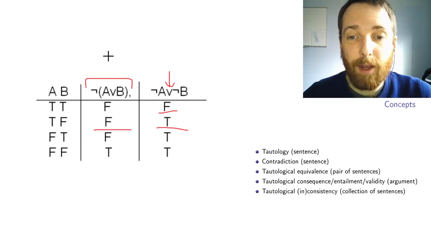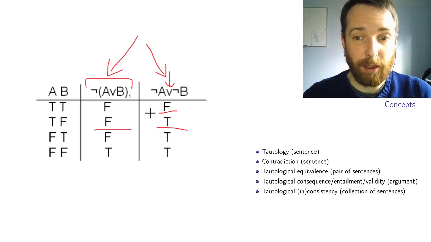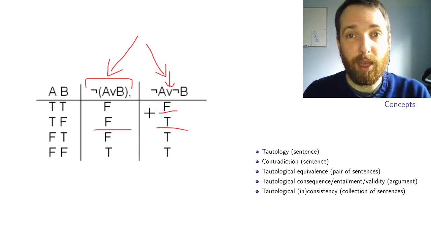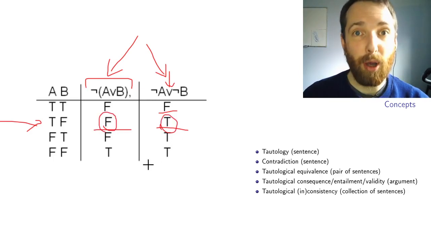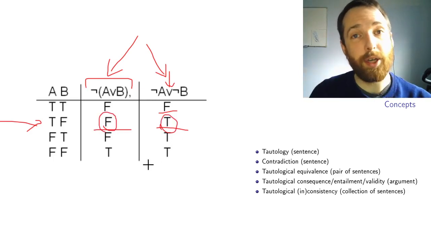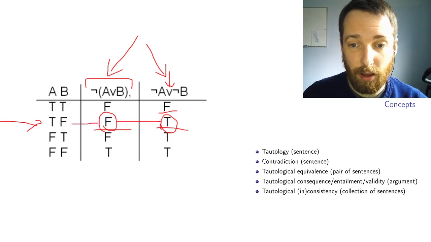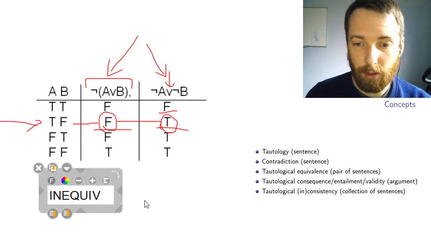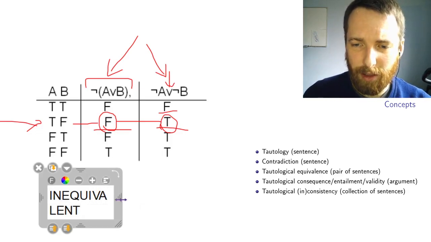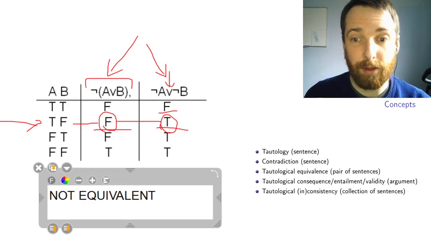So if I ask myself, are these two sentences equivalent? Again, I'm asking, is it possible or is it impossible for them to have different truth values? I find out, oh, look, here's a possibility where they have different truth values. So it's possible for them to have different ones. I can stop now. I don't have to check the rest of the table. As long as I've found one way that it's possible for them to have different truth values, I can end my test and call them inequivalent. Is that a word? I think that's a word. Let's just call them not equivalent. These two sentences are not equivalent.